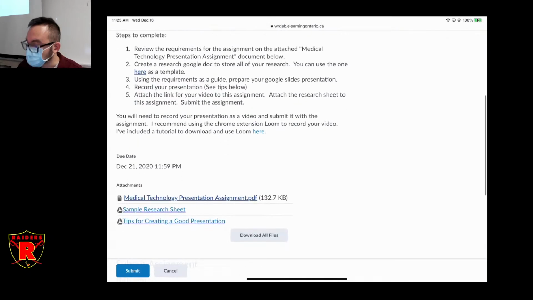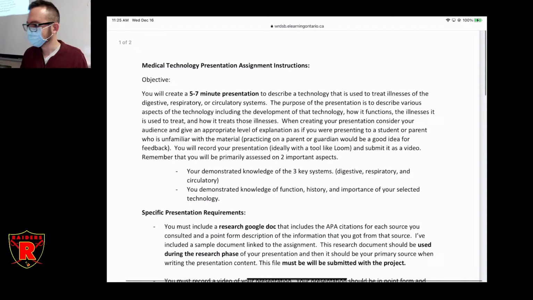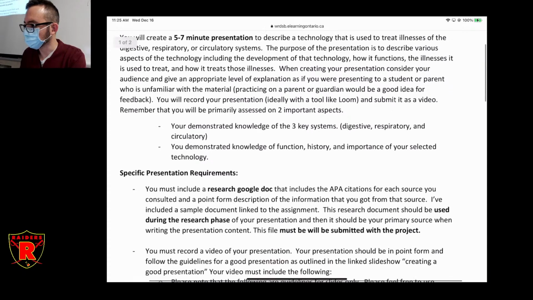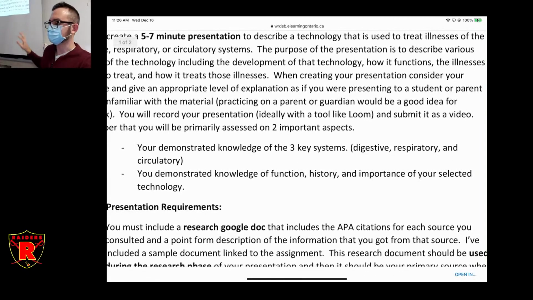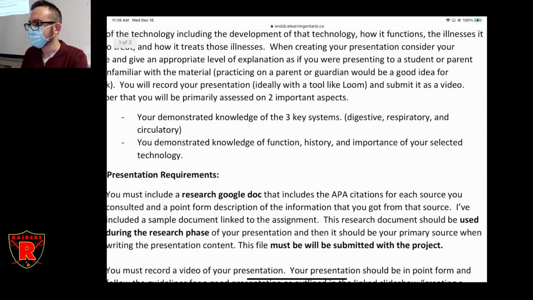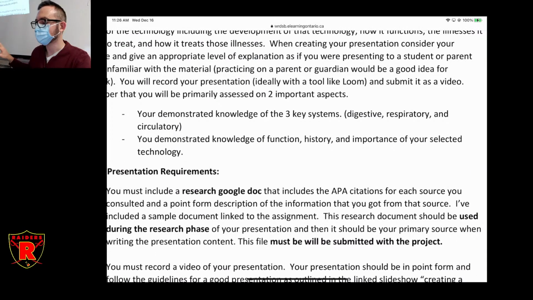Okay, so what are you actually doing? What is your presentation about? Over the course of the next couple days, we're going to spend some time talking about illnesses of the three systems. Okay, today we're going to do respiratory. I believe tomorrow we'll already be getting into the circulatory system illnesses. And so what you're going to do is, this project is an opportunity for you to demonstrate your knowledge of the three key systems. Those are the three that we're going to discuss in class. And it's an opportunity for you to demonstrate the knowledge about a particular technology that you're going to research. You want to discuss the function of that technology, the history of that technology, and why it's important within this medical context that you're going to discuss.